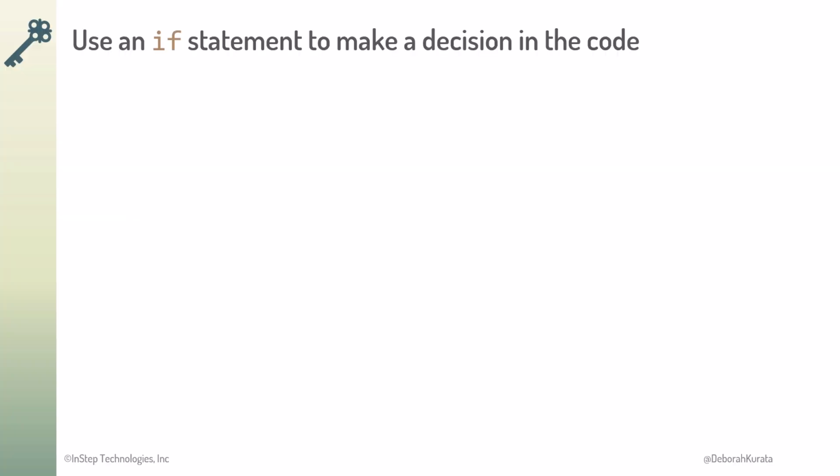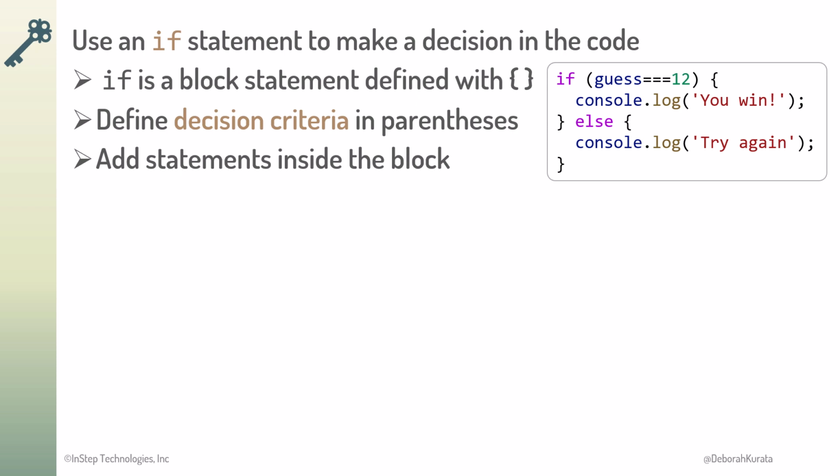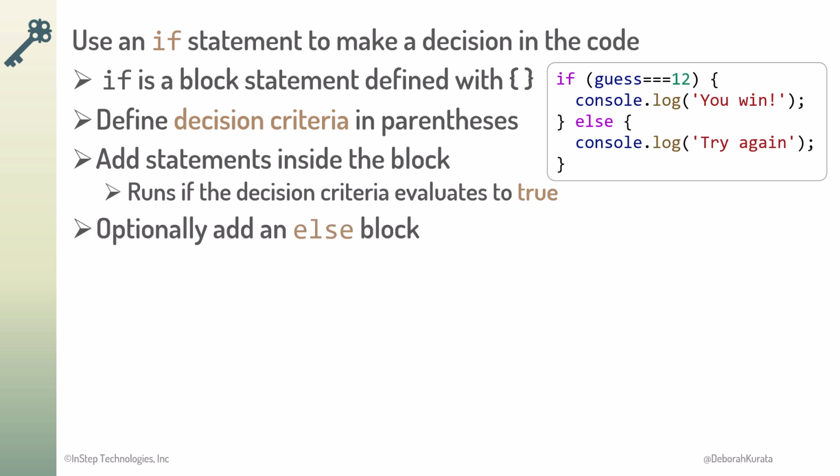So, use an if statement to make a decision in the code. An if is a block statement, and the block is defined within curly braces. We define the decision criteria in parentheses. Add statements inside the block. The statements inside the block are run if the decision criteria evaluates to true. Optionally, add an else block with curly braces. The statements inside the else block are run if the decision criteria evaluates to false.